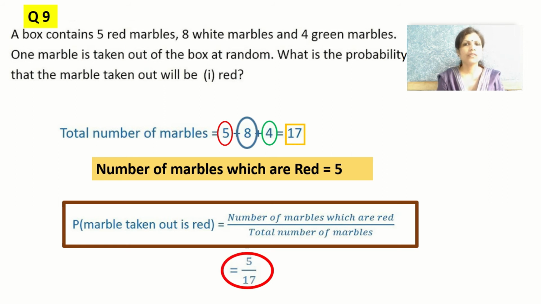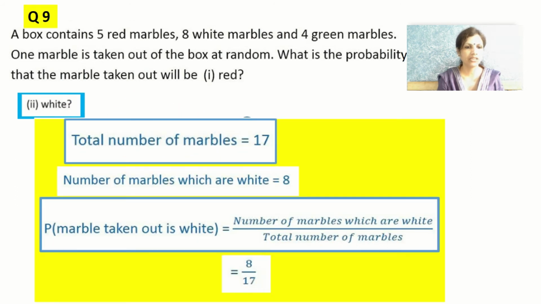The second part of the sum is, what is the probability that the marble taken out will be a white marble? So let's solve this. So we need total number of marbles which we have already calculated as 17.